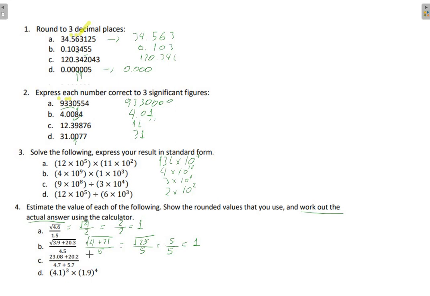In this case, I can round 23 to 24, plus 20 divided by 5, plus 6. 24 plus 20 is 44, divided by 11, and this is 4.